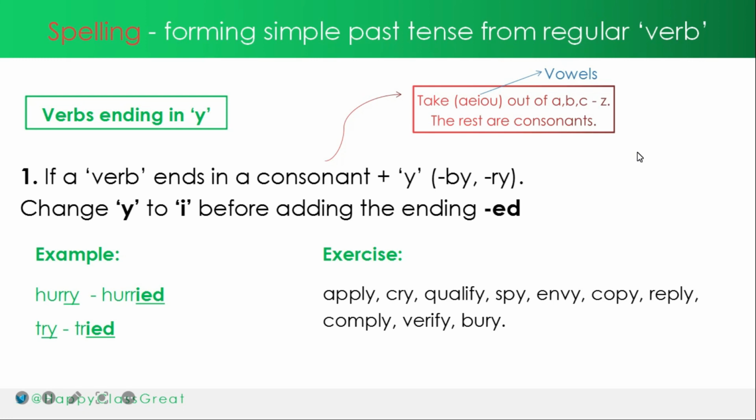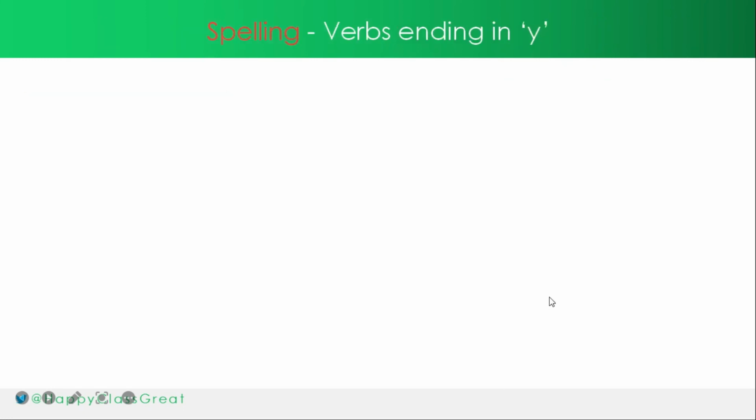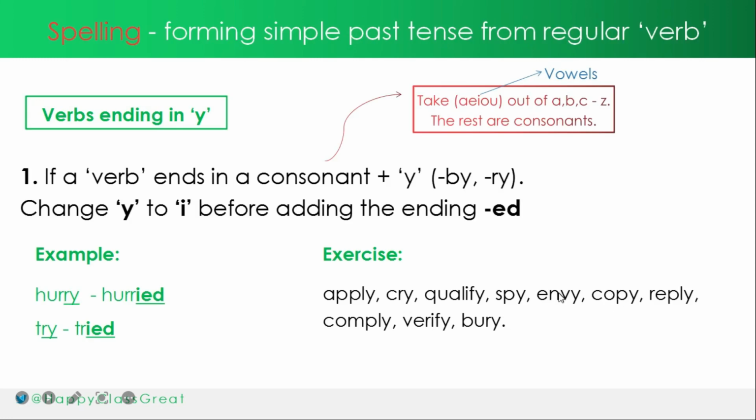That means the correct spelling for qualify will be qualified. And the same thing with spy: spied, and envy will be envied. Same thing with copy, reply, comply, verify, and bury. So make sure you quickly write that down, pause the video, and do the exercise. It's not very complex.